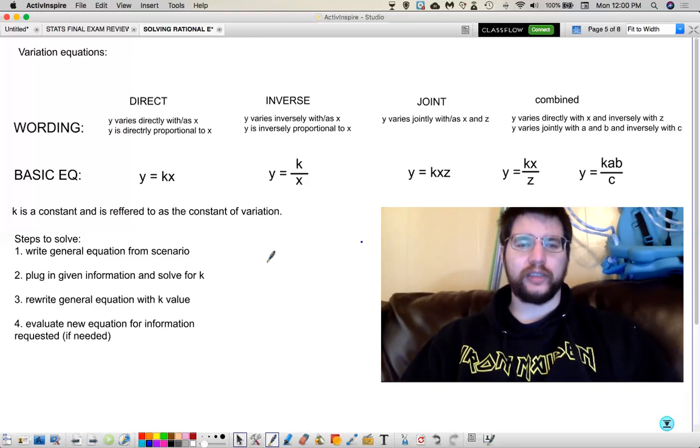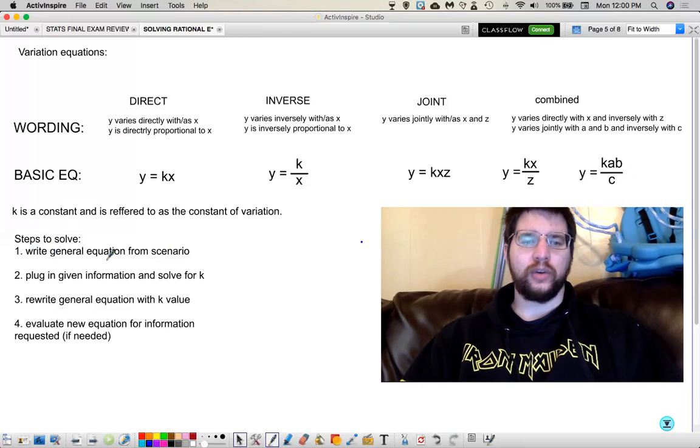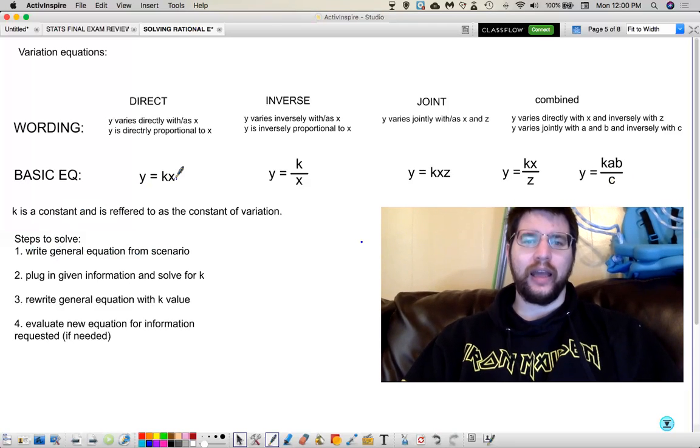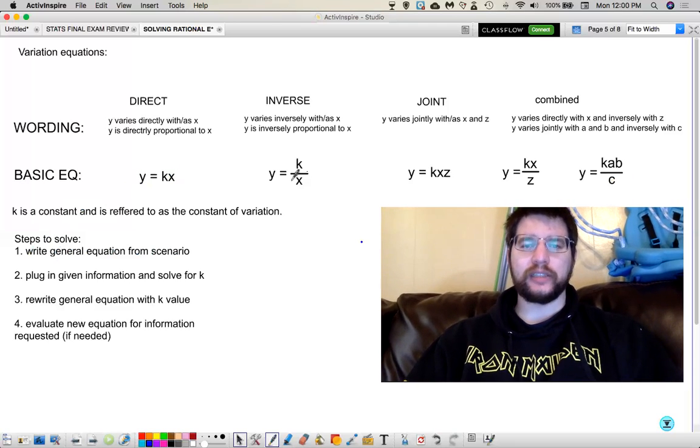Pretty simple. First things first, you write the general equation for the scenario. Now in these I use y and x, but it could be any letters. It could be a and b, it could be alpha and beta, it could be z and pi, who knows, who cares? Whatever the problem is, that's what we're dealing with. After you write down your general equation, it's gonna look something like one of these.